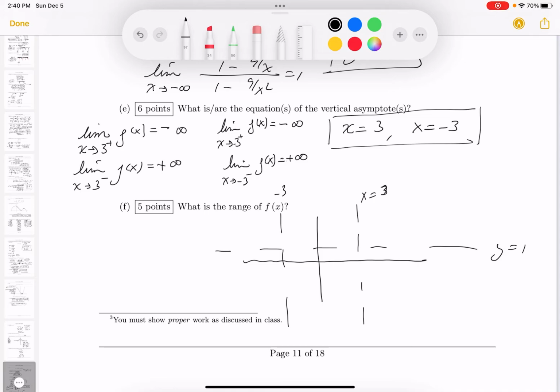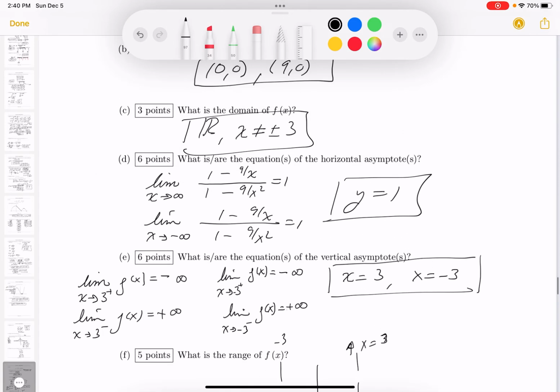And let's talk about this. From the right of 3, we get minus infinity, something like this over here. And then it goes up, it hits it here at 9, and then it goes towards that line. Okay, let's talk about the left of 3. It goes plus infinity. All right.